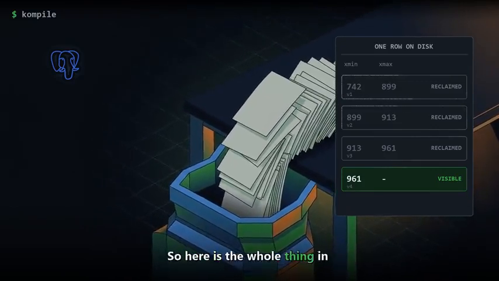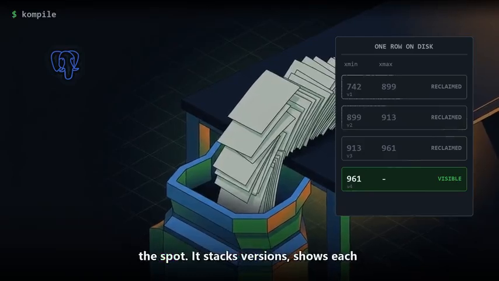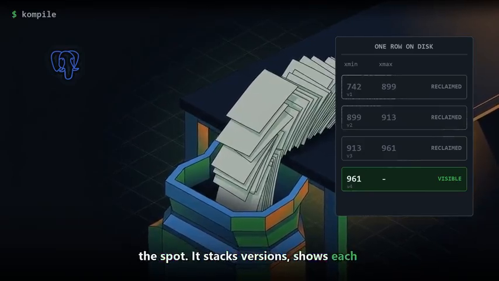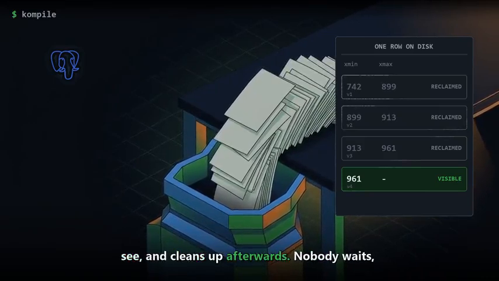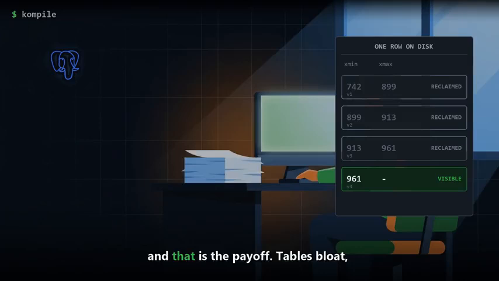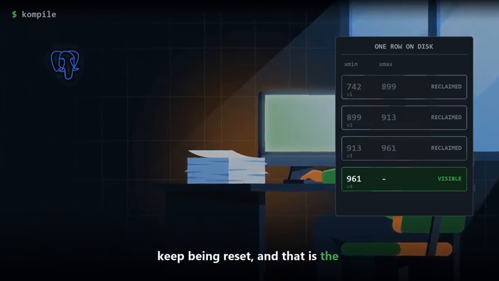So here's the whole thing in one line. Postgres never deletes anything on the spot. It stacks versions, shows each transaction the ones it is entitled to see, and cleans up afterwards. Nobody waits, and that is the payoff. Tables bloat, autovacuum sweeps, and a counter has to keep being reset, and that is the price.